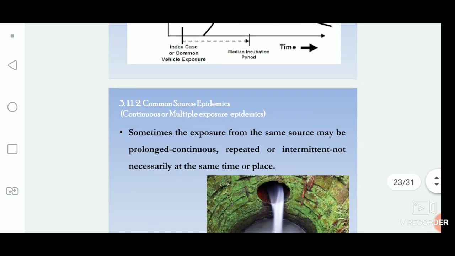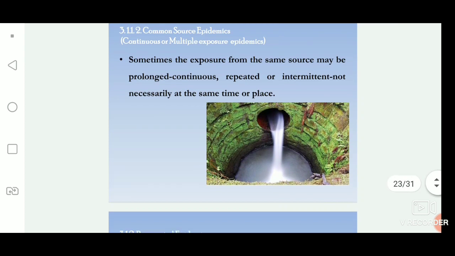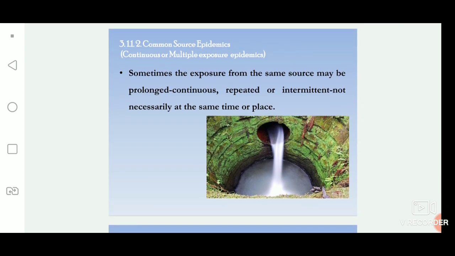Now coming to the common source epidemic, that is continuous or multiple exposure. For this, the example here is when you are exposed to that particular source many times.